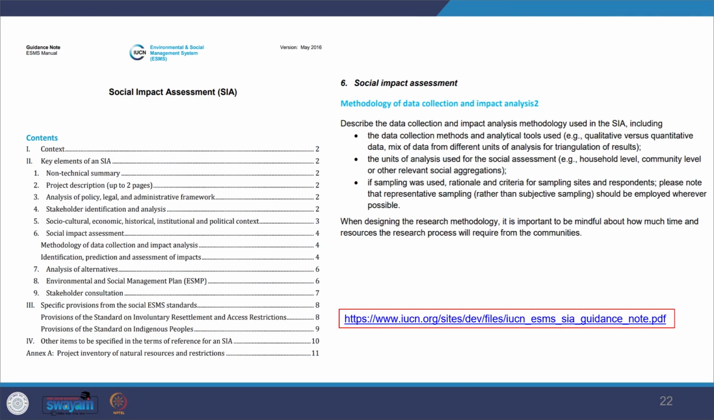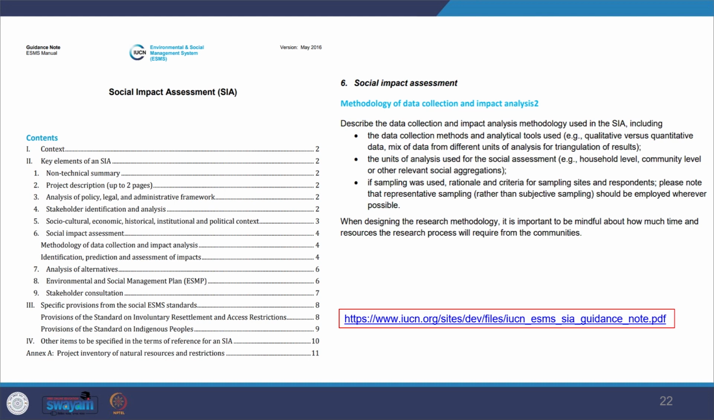Here I have put another snip for you, where you can see that the IUCN also gives guidance on social impact assessments. You can look at various aspects of assessment like methodology, how you analyze the alternatives, the environmental and social management plan, how you undertake stakeholder consultation, how you take care of resettlement, voluntary and involuntary, and how you take care of indigenous people. They also specify methodology for data collection and impact analysis, so the data collection methods and analytical tools.